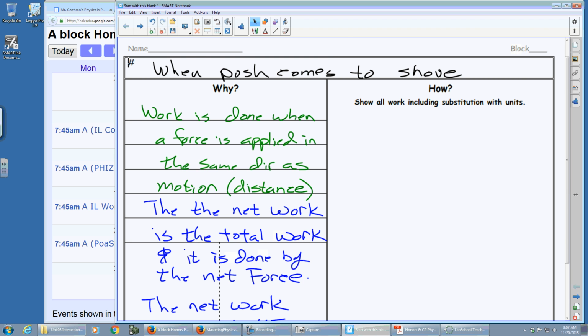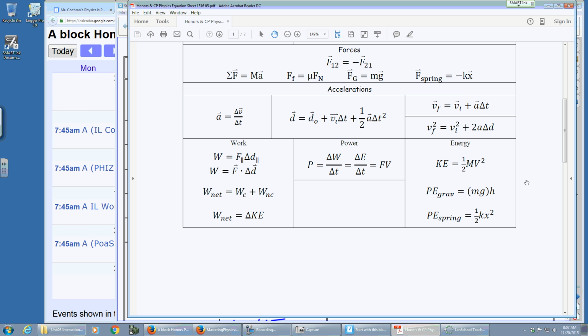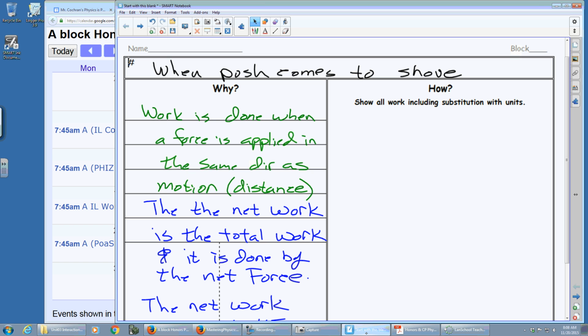So let's, from our equation sheet, we're going to write down here: work is force parallel to the displacement. Net work is the change in kinetic energy. And those are the only two that we need. All right. So the way I'm going to use those for part A, I'm using work equals force parallel times displacement parallel.